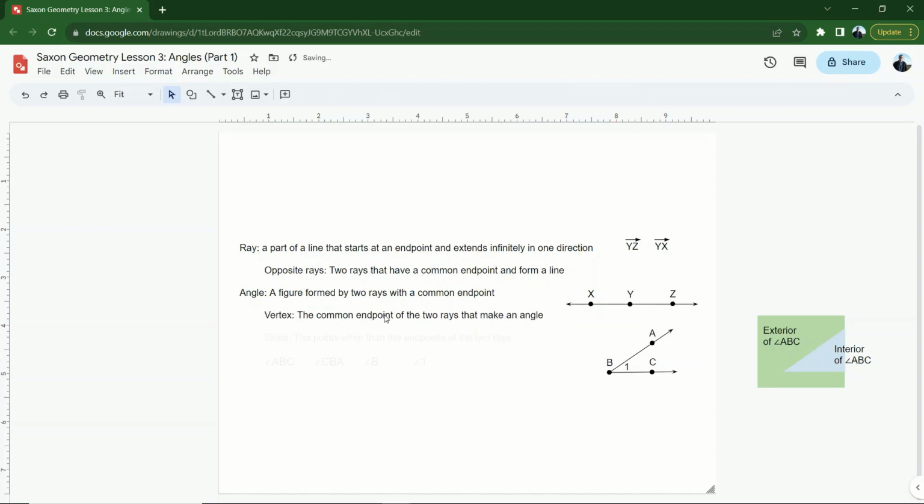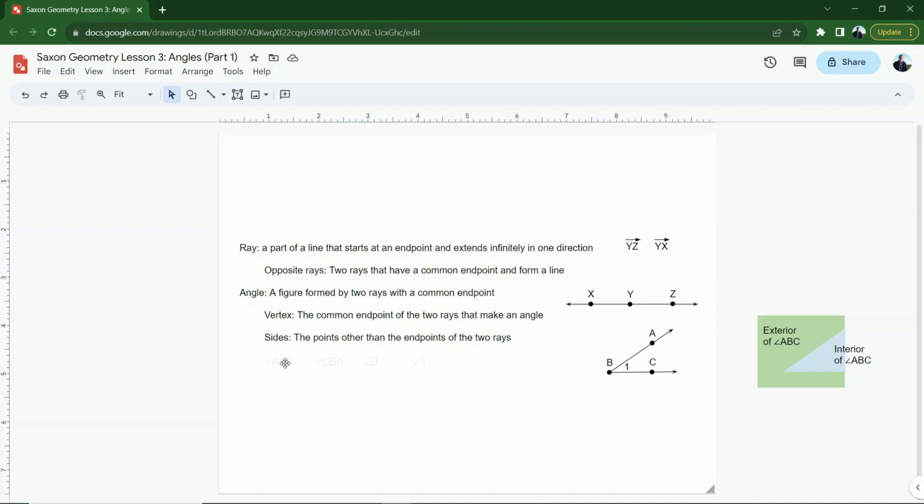Now I've got a figure formed by two rays with a common endpoint pointing in different directions. That's an angle. The vertex of my angle is the common endpoint. In other words, the vertex is B. And then the sides are made up of the rays, the points on the rays other than that endpoint B. So I would have side BC and side BA, but technically B is the vertex, so it wouldn't be considered to be one part of the side. All right, and then here's my angle. How do I name this angle? How do I let everybody know I'm talking about this particular angle?